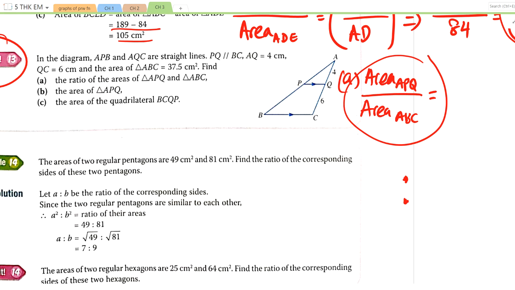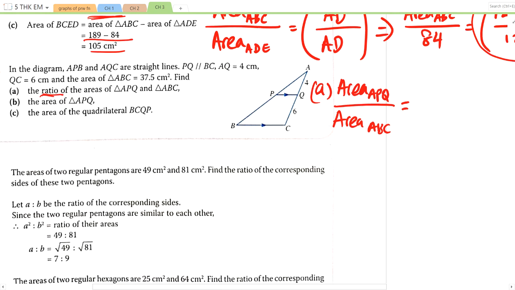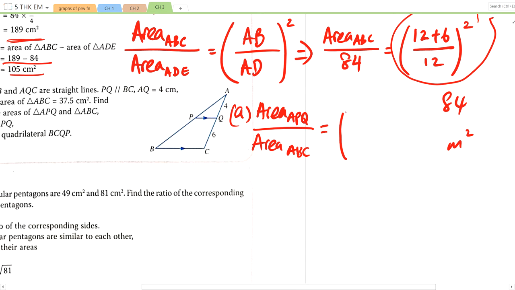different areas. Whereas if you work in ratio, you can't really do that. So when they ask me to find the ratio, right, I always work with fraction. Only the last step that I change it to ratio. Okay? So now area of APQ over area ABC must be actually the square of the ratio of length.